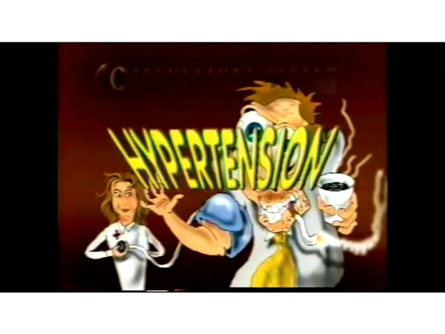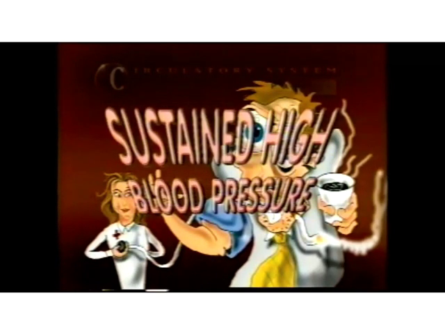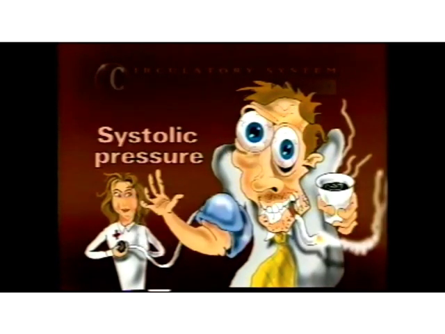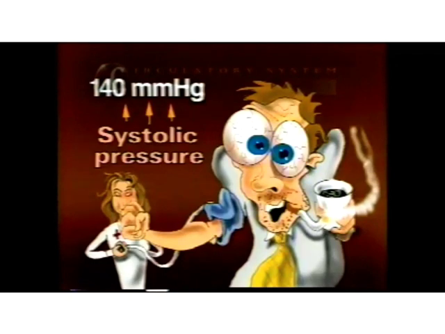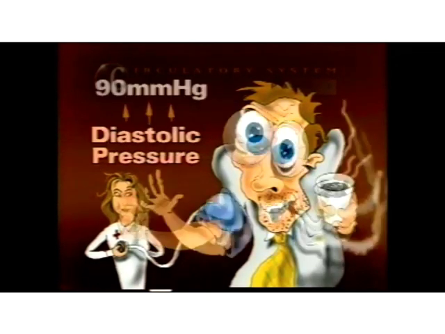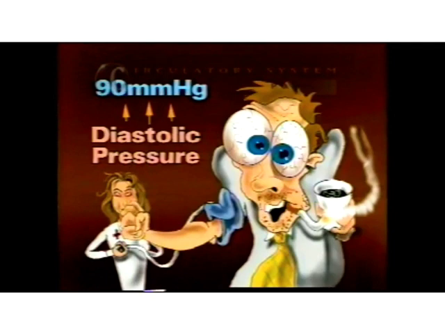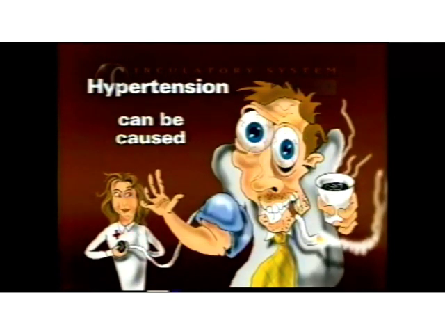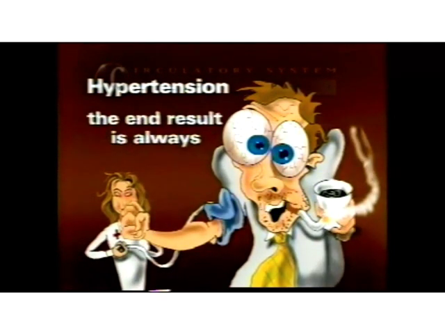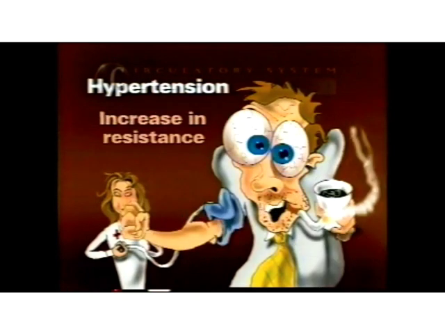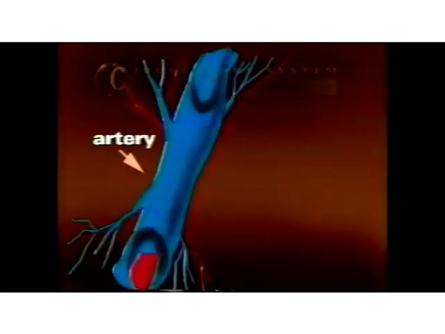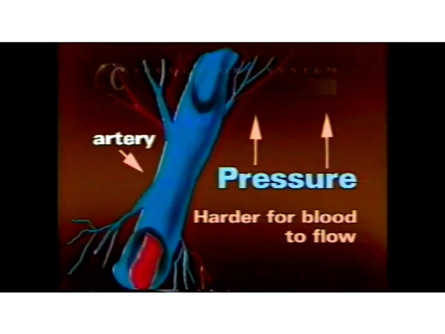Unfortunately, there are a number of conditions that go hand in hand with blood pressure. Things like hypertension. Hypertension is another name for sustained high blood pressure. People with hypertension have a systolic pressure higher than 140 millimeters of mercury and a diastolic pressure above 90 millimeters of mercury. This increase in pressure can be caused by a number of factors, but the end result is always the same, an increase in resistance to blood flow in vessels. When the pressure gets higher, it's harder for blood to flow. It's like trying to channel a fire hose into a garden hose.